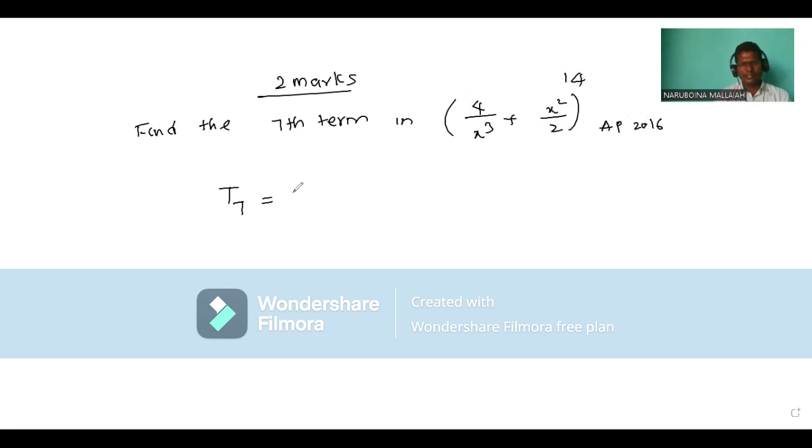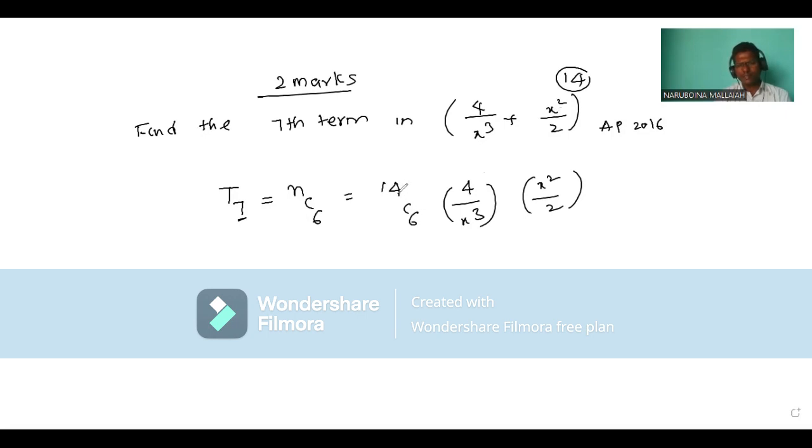The 7th term is T7. So here nCr, in the place of r, you must reduce this number by 1, so 6. Here n is already given as 14, so I can write it as 14C6. 14C6 will be the 7th term. So after writing this coefficient 14C6, first write the first term. The first term is here 4 by x cube. The second term is x square by 2. Don't put any plus or minus symbol here. So first the coefficient, after that the first term, next the second term.